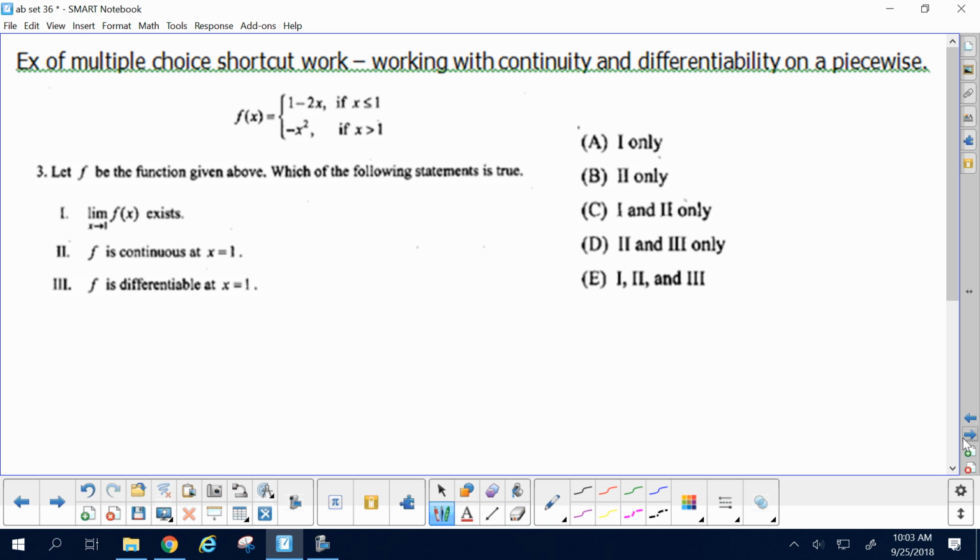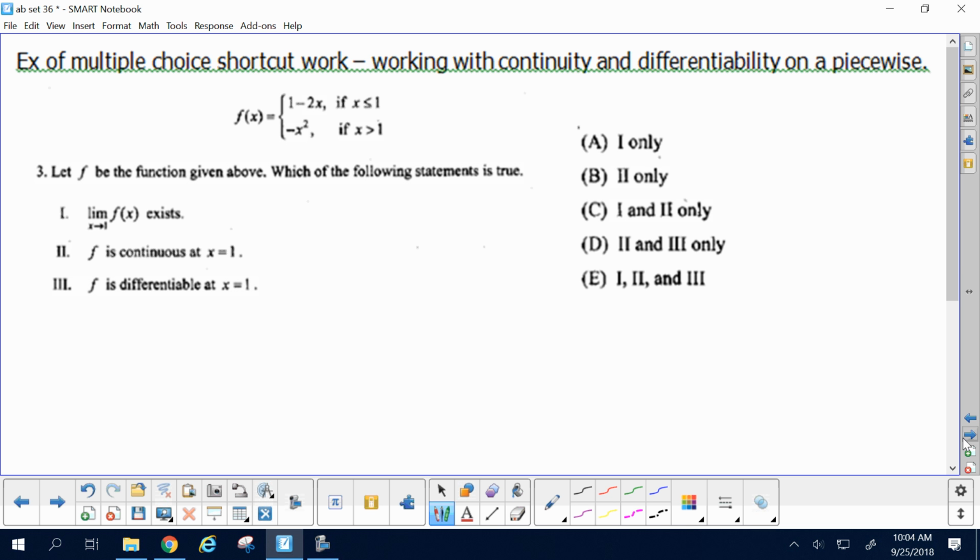Let's talk about this. This is an AP problem from, I don't know when, 2003, I believe, but they're pretty common in every test. All right, so f is this piecewise function above. Which of the following statements must be true? First of all, how would you answer the limit as x goes to 1? Does it exist? Now keep in mind, this is multiple choice, so I'm not looking at your work at all. The question is just, can you get the answer?